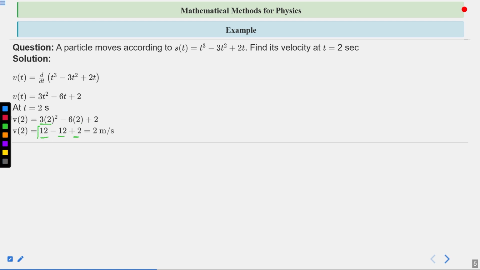So, solving this term, 12 minus 12 cancel out, the remaining term is 2, and the unit of velocity is meter per second. So, it will be 2 meter per second. Clear? If the value of t is changed, in that case the magnitude of velocity will also change. I hope this is clear.